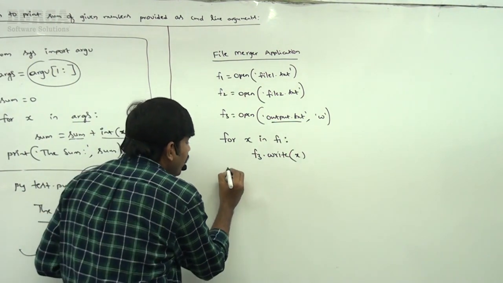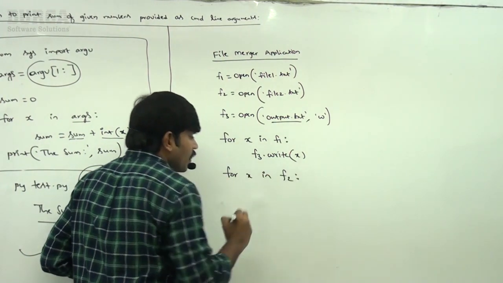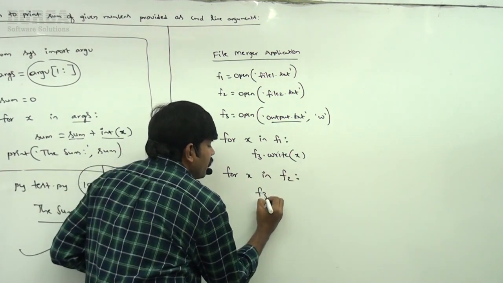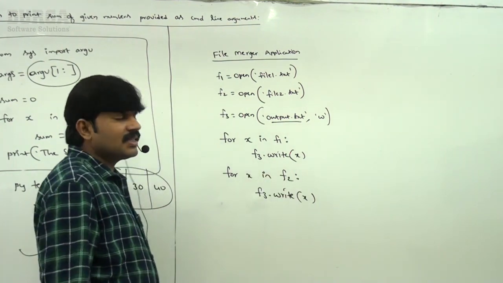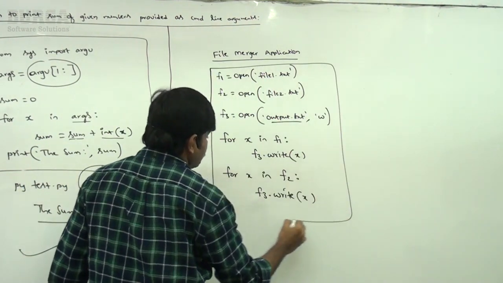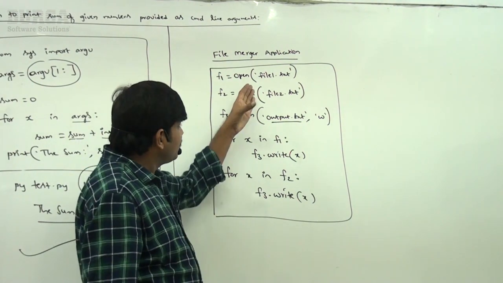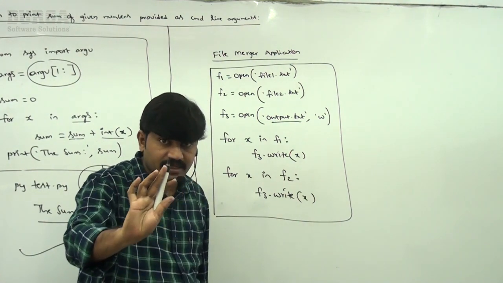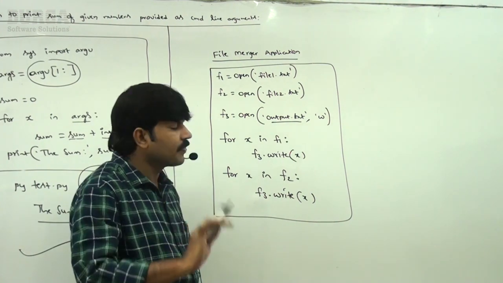Next, for each x in F2, for every line present inside F2, can you please write F3.write(x). That's all. A simple file merger application. Sir, this is the code. Even if you don't know the file IO concept, by seeing this code you may get some basic idea. In the files concept I will discuss in detail. Don't worry, I won't execute this code, I'm taking it just for the idea.